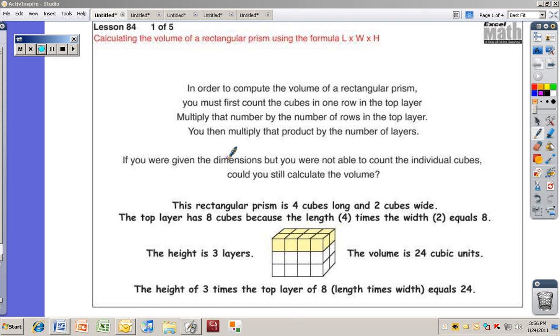Fifth grade Excel, lesson 84, calculating the volume of a rectangular prism using the formula L times W times H.